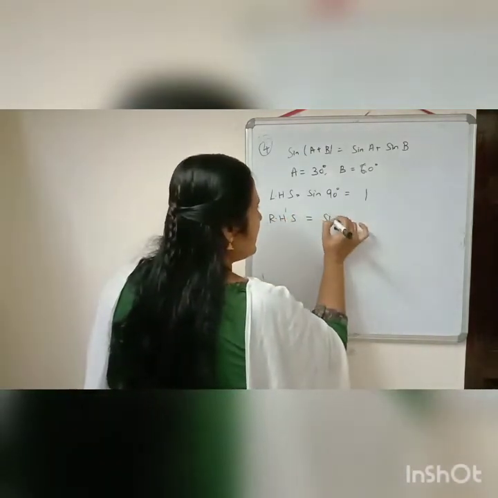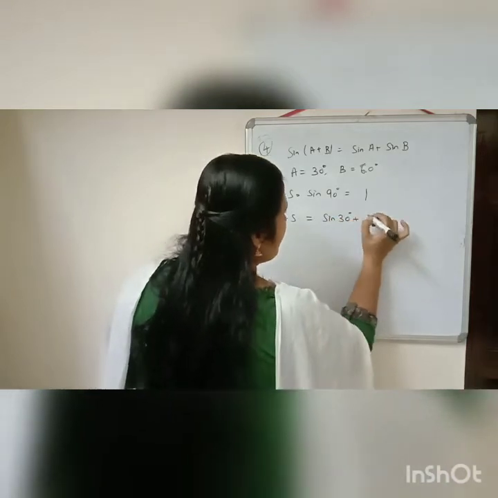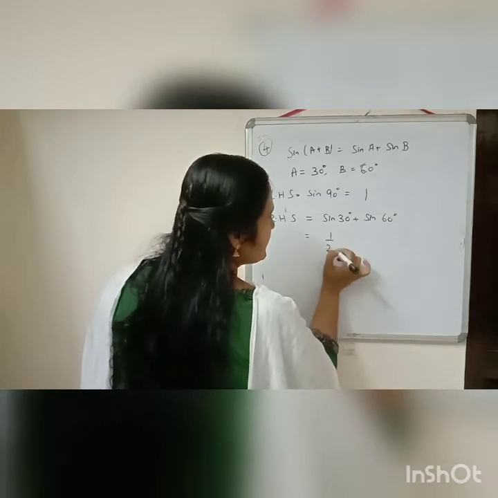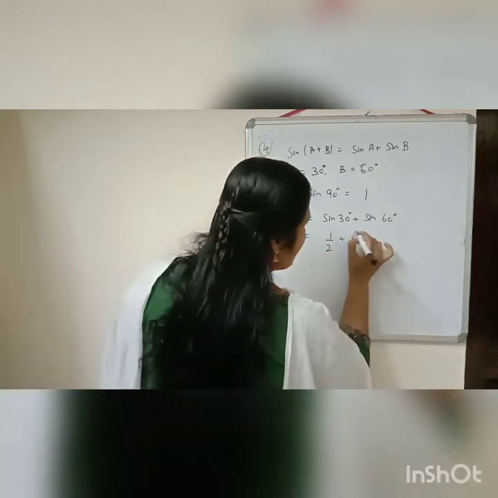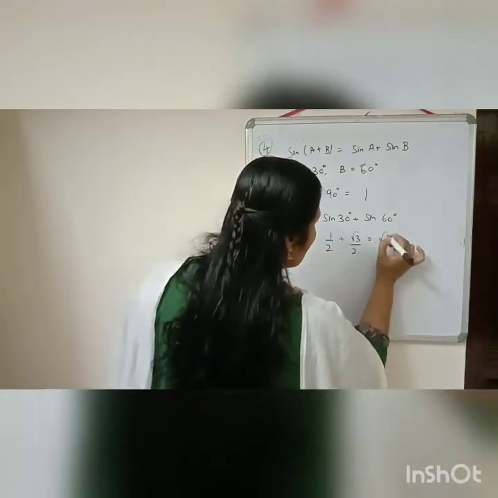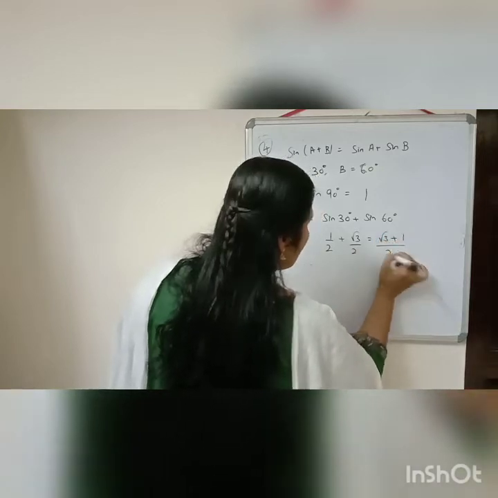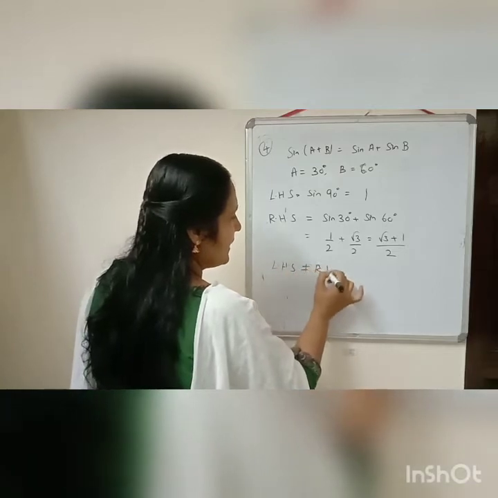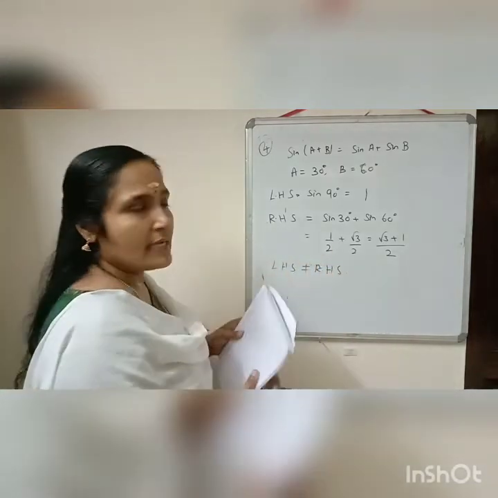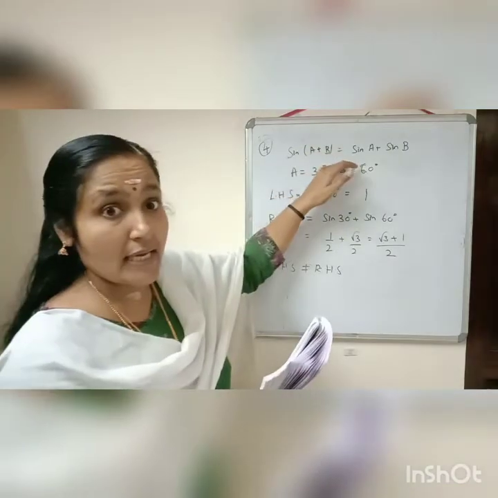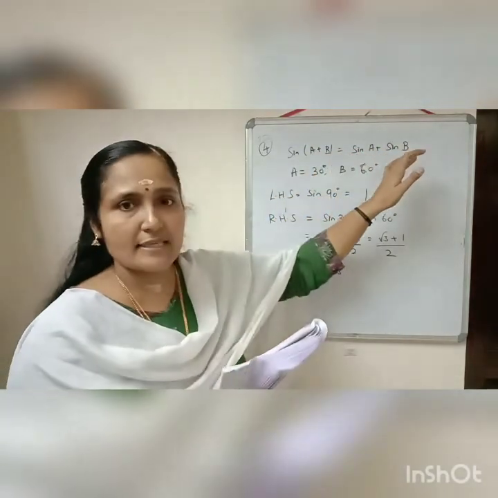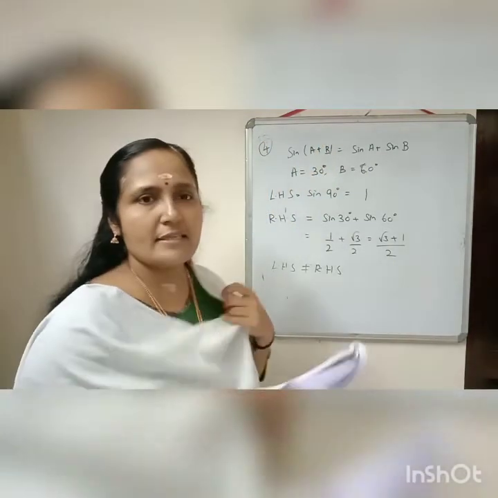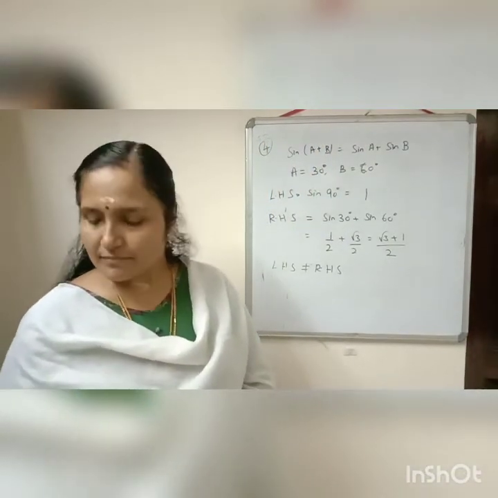So sin A means sin 30 degrees plus sin B is sin 60 degrees. Sin 30 degrees is 1 by 2. Sin 60 degrees is root 3 by 2. So what are we getting? Root 3 plus 1 by 2. So left hand side is not equal to right hand side. Therefore, sin(A + B) is not equal to sin A plus sin B. So this expression is false and this is the justification for that.